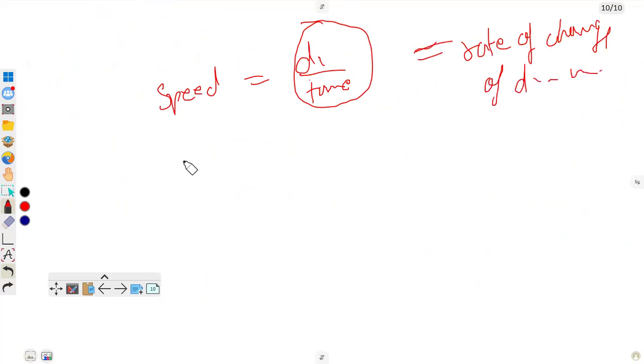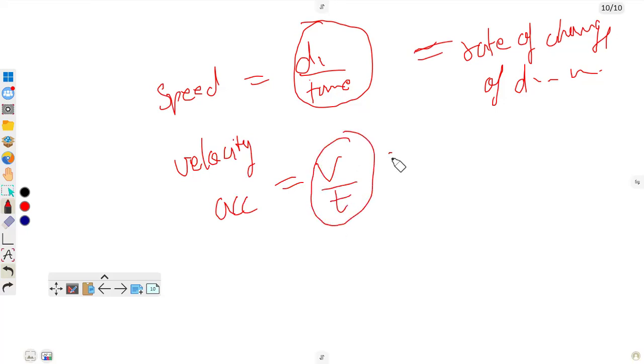But if we were given, say, velocity, then how would we find acceleration? We would find acceleration by velocity upon time. This is how you find acceleration. So this is rate of change of velocity with time. This is acceleration.